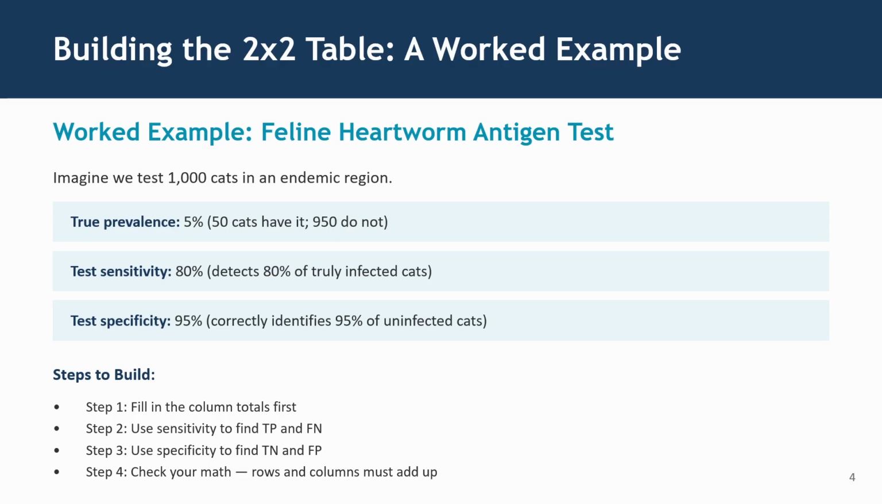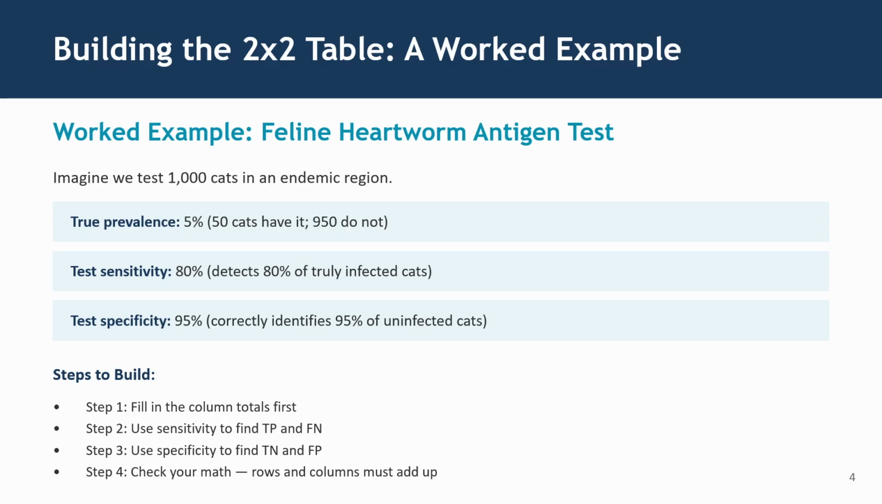Step 3, use specificity. Specificity is 95%, and there are 950 truly uninfected cats. So the test correctly identifies 95% of 950 equals 902.5. Let's round to 903. Those are our true negatives. The remaining 47 uninfected cats test positive. Those are our false positives.